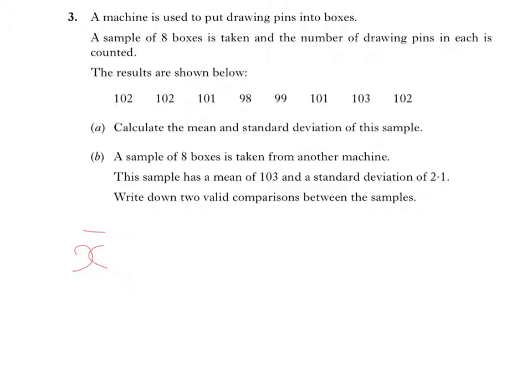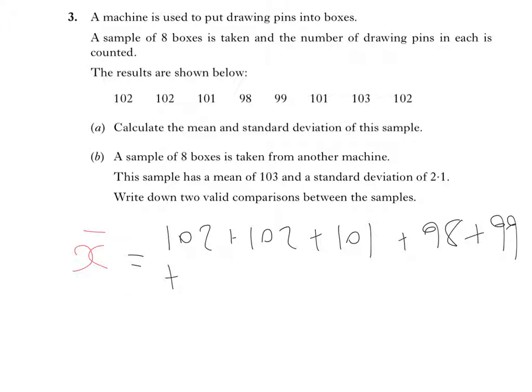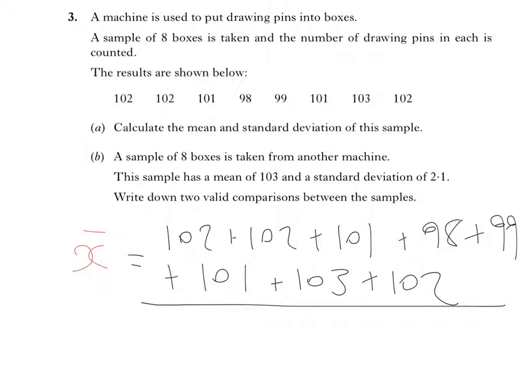Okay, so the mean is given by adding up all the numbers in the data and dividing by the amount of numbers in the sample. So it's going to be 102 plus 102 plus 101 plus 98 plus 99 plus 101 plus 103 plus 102, divided by, and there's 1, 2, 3, 4, 5, 6, 7, there's 8 numbers in the sample.